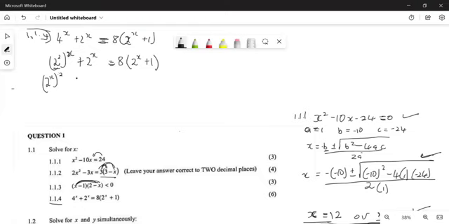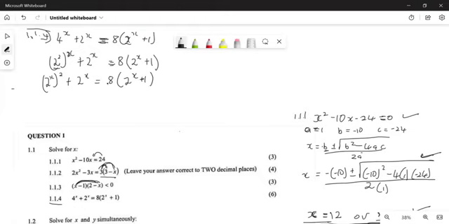Sorry, my mistake. And then plus 2 to the power of x, is equal to 8 open bracket 2 to the power of x plus 1.